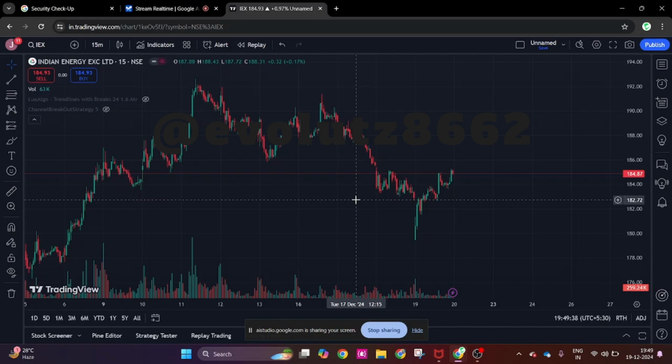Can you tell me how to read this chart? Do you want the higher time frame for the chart, or is this 15 minutes okay for you? Okay, let's stick with the 15-minute chart for now.